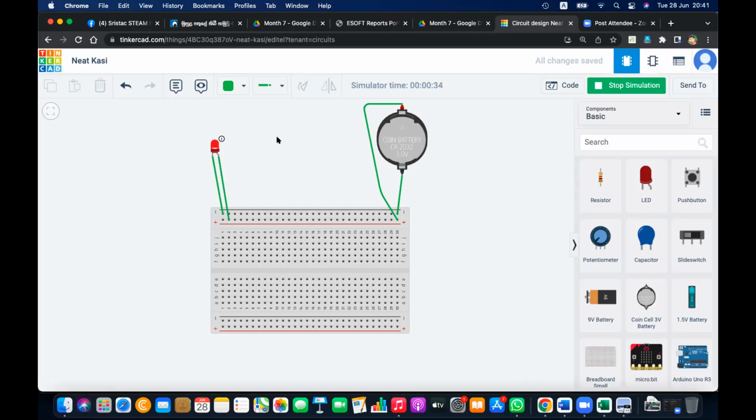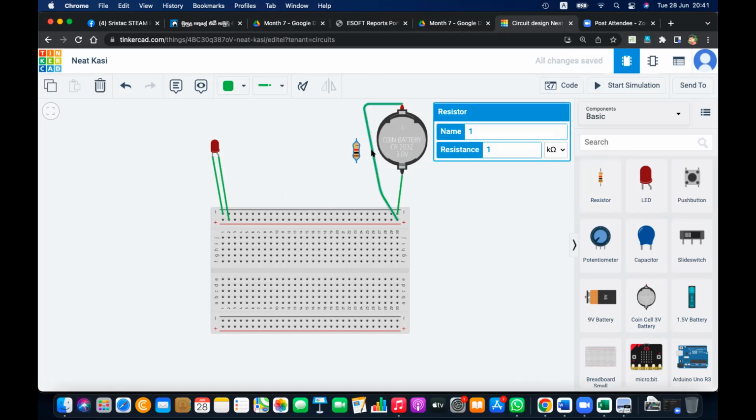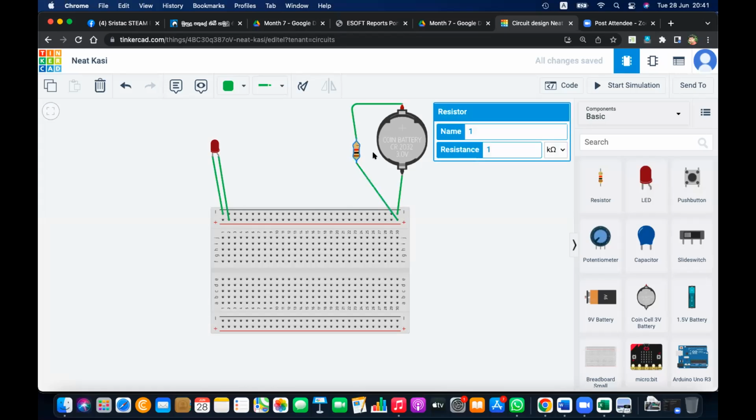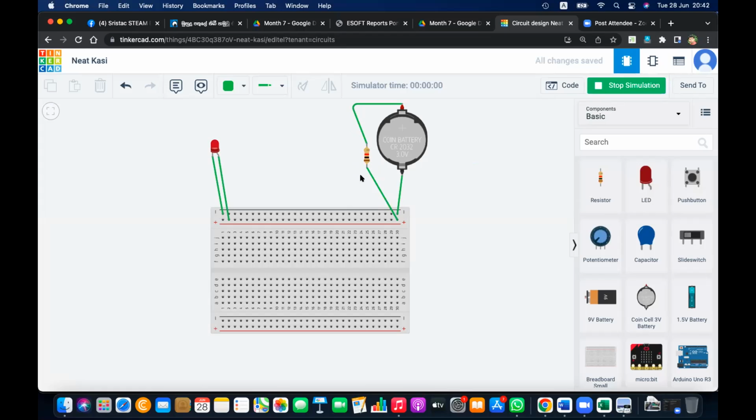So how can we control it? You can use a resistor, right? You can give this connection through the resistor, and that will solve the problem. Why? Because when you use a resistor, it will also consume some voltage. You can see the bulb is not that bright.